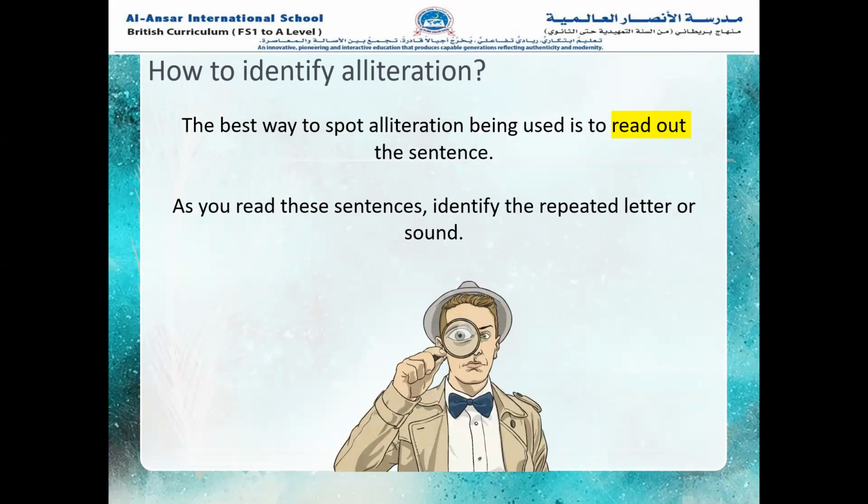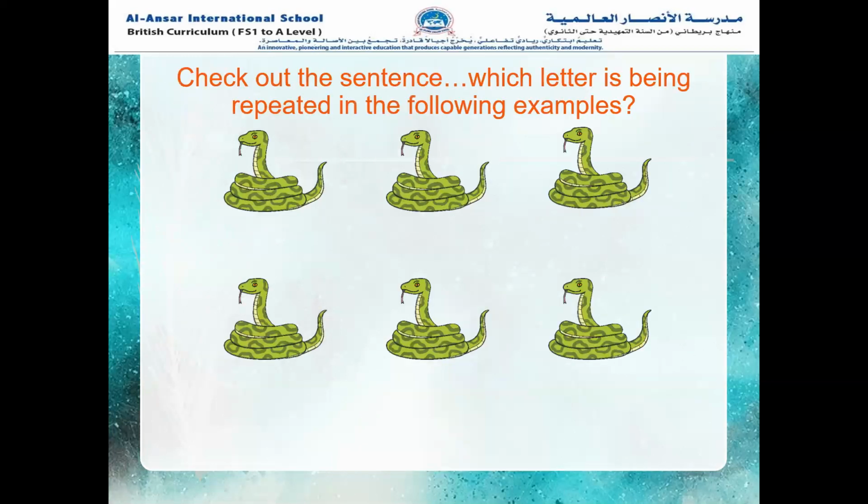Now, how can we identify alliteration? The best way to spot alliteration being used is to read out the sentence. As you read the sentences, you will identify the repeated letter or sound. Now let's check out these sentences. Which letter is being repeated in the following examples?